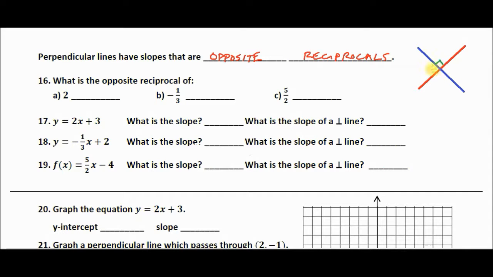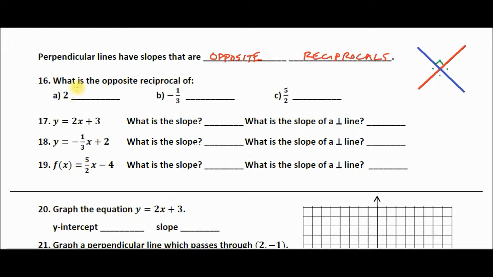And that means that every one of these angles is 90 degrees. This one, this one, this one. All 4 angles created are 90 degrees. That means these 2 lines or line segments are perpendicular. So perpendicular lines have slopes that are opposite reciprocals. So question number 16, what is the opposite reciprocal of 2?